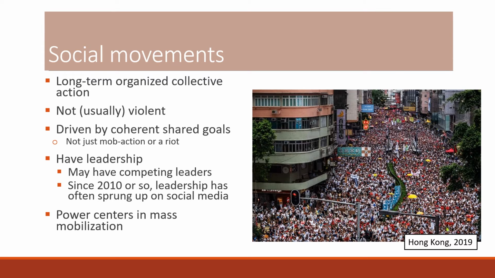The first type of contention we'll look at is a social movement. The anti-Chinese Hong Kong protest movement is a really good example. Social movements are long-term and organized actions outside the realm of normal politics. They aren't usually violent, because if they become violent, then they begin to fall into the category of insurgency instead. Furthermore, they're not just riots, they are organized, usually with some kind of leadership and mass communication channels. But their power centers in ordinary citizens. The greater the number of participants, the greater the political power.